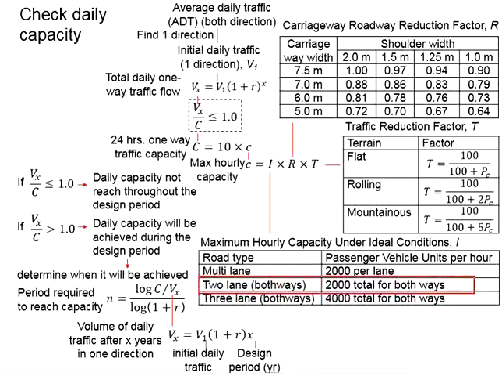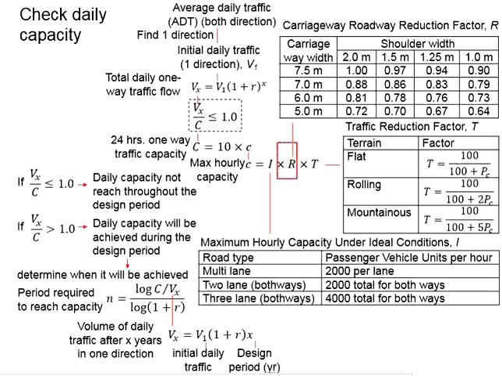Taking the 2 lanes both ways, we are referring to 2,000 total for both ways. However, the calculation here is referring to one-way traffic flow. That means this number needs to be divided by 2 for the I value here. Now if the roads are made of multi-lanes, let's say 3 lanes or more in one direction, the I here will be 2,000 passenger vehicle units times the number of lanes.